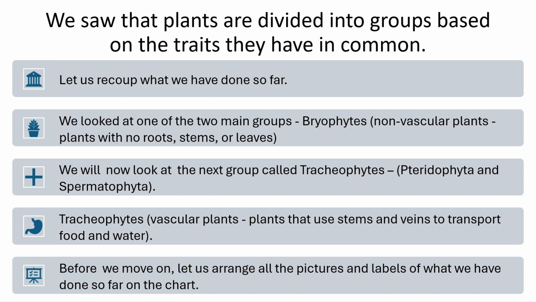We saw that plants are divided into groups based on the traits that they have in common. Let us recap what we have done so far. We looked at one of the two main groups, bryophytes, that are non-vascular plants. That means plants with no roots, stems, or leaves. We will now look at the next group called Tracheophytes, that is Pteridophyta and Spermatophyta. Tracheophytes are vascular plants, plants that use stems and veins to transport food and water. Before we move on, let us arrange all the pictures and labels of what we have done so far on the chart.